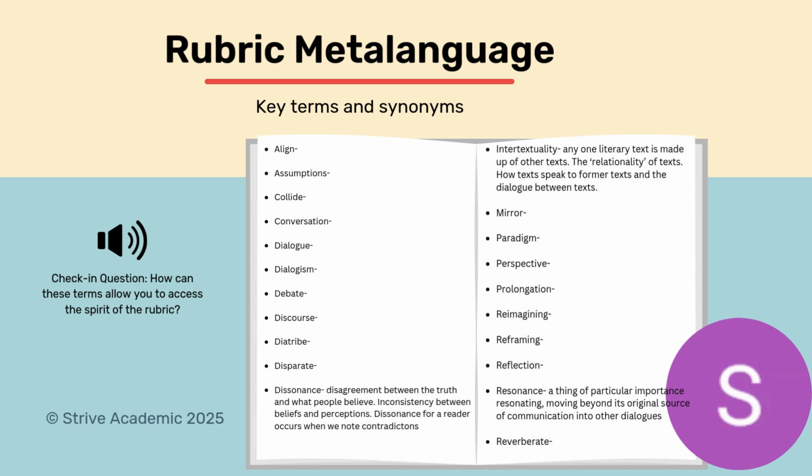So, we've got align, assumptions, collide, conversation, dialogue, dialogism, debate, discourse, a diatribe, disparate. Got dissonance on there with the definition, intertextuality as well. Mirror, where a text might mirror or align with the original, the paradigms or the context or the spirit of the age in which it's written, the perspectives, the points of view.